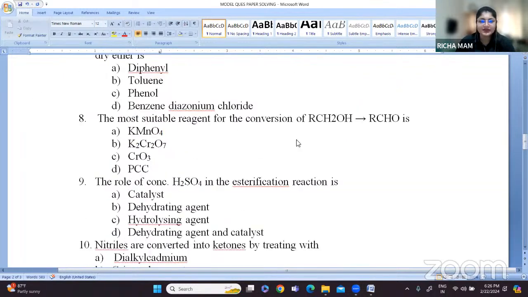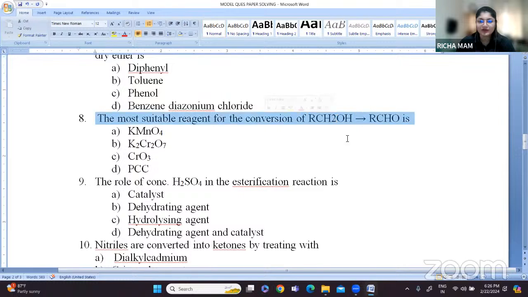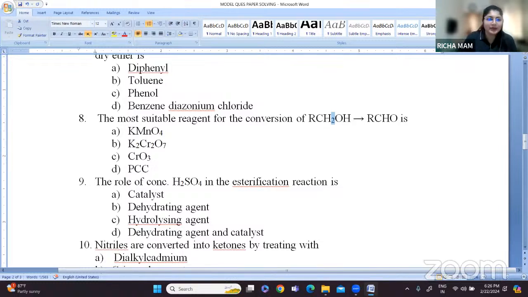I hope everything is clear. So moving further, the next question: the most suitable reagent for the conversion of primary alcohol, RCH2OH, to RCHO. What is RCHO? It is an aldehyde. So to convert a primary alcohol into an aldehyde, which is the most suitable reagent?